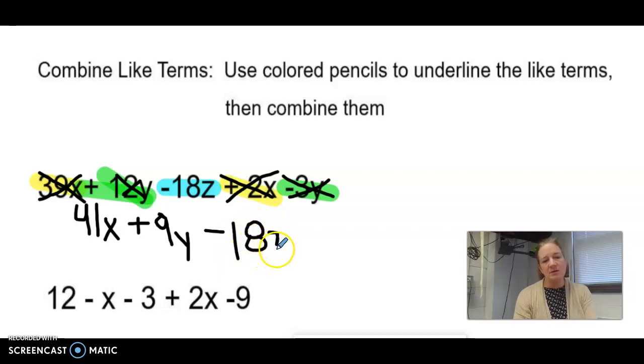Okay. Now I'm looking at this, and I have an x, I have a y, and I have a z. Are any of those like terms? No, I can't combine it anymore. That's as pretty as I can make it.